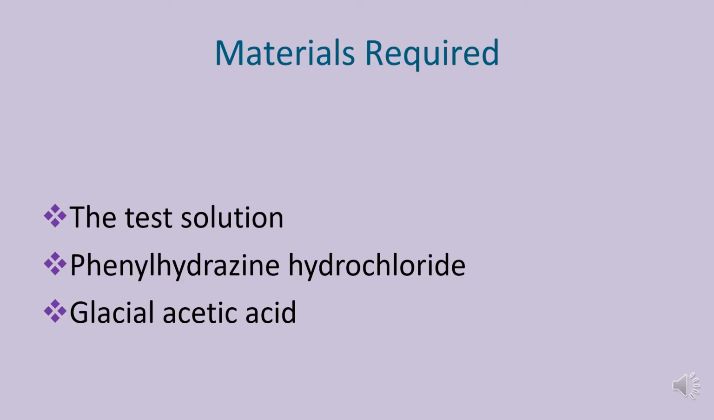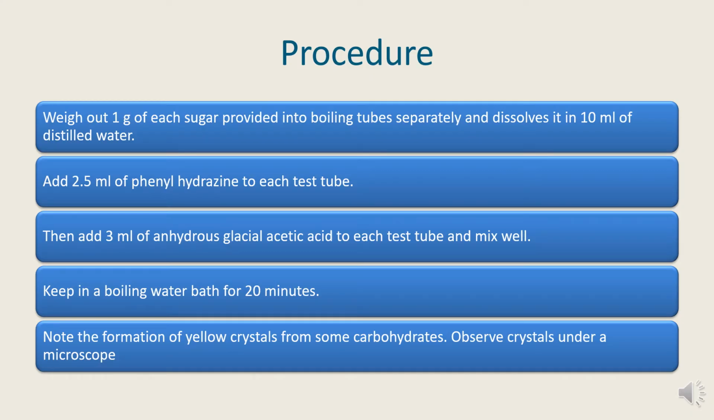Materials required: the test solution, phenylhydrazine hydrochloride, glacial acetic acid. The procedure: weigh out 1 gram of each sugar provided into boiling tubes separately and dissolve it in 10 milliliters of distilled water. Add 2.5 milliliters of phenylhydrazine to each test tube, then add 3 milliliters of anhydrous glacial acetic acid to each test tube and mix well.